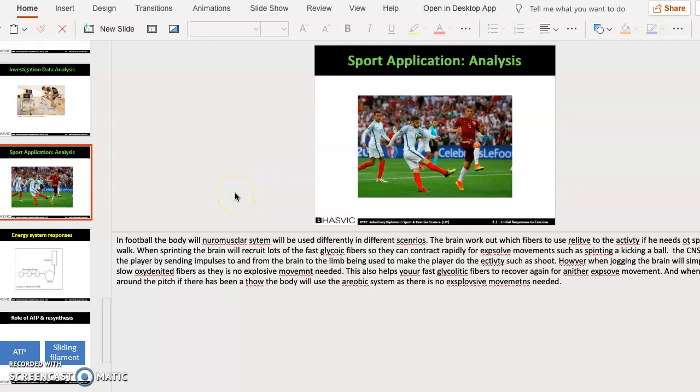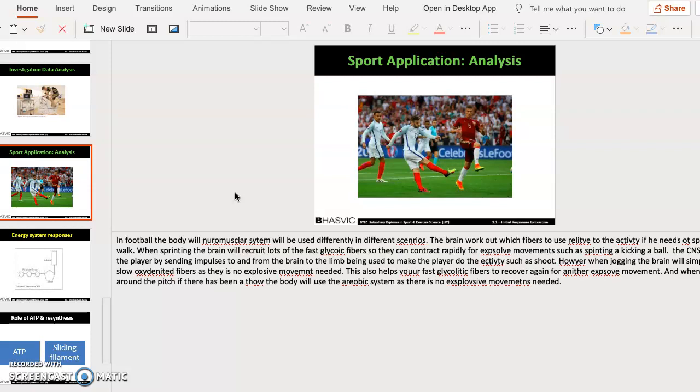Sport application analysis. In football, the body will use the neuromuscular system, and it will be used in various different scenarios. The brain works out which fibers to use relative to the activity they need to do, if that's sprinting or jogging or walking. When sprinting, the brain will recruit lots of fast glycolytic fibers so they can contract rapidly for an explosive movement such as sprinting or kicking a ball.